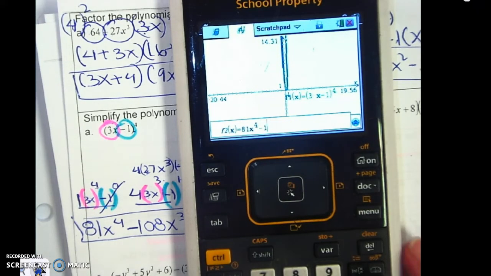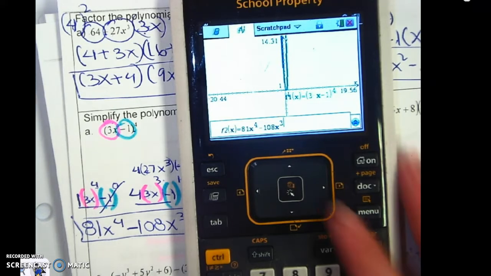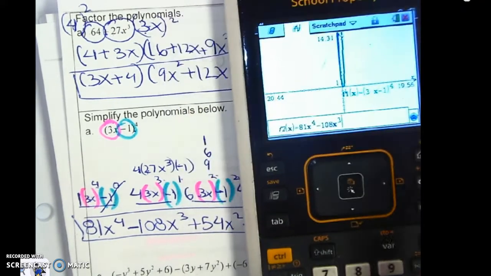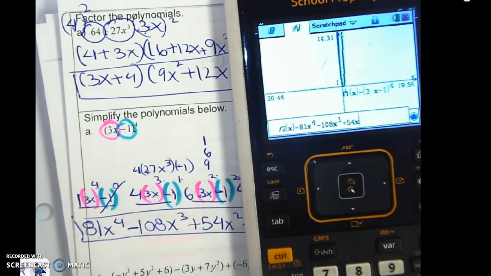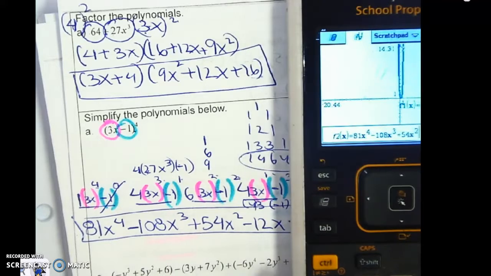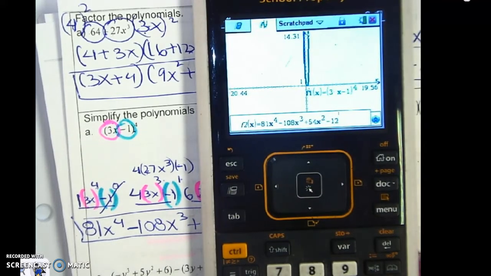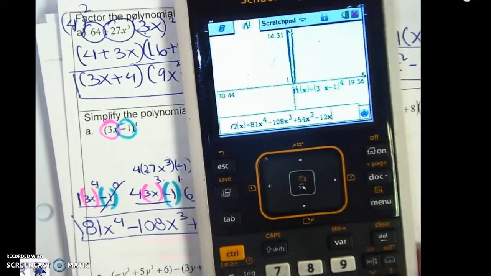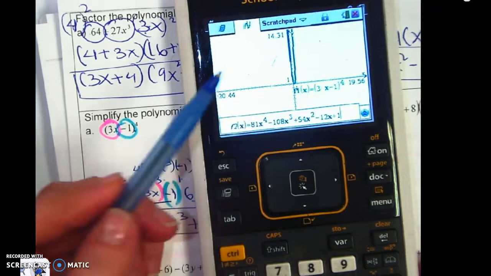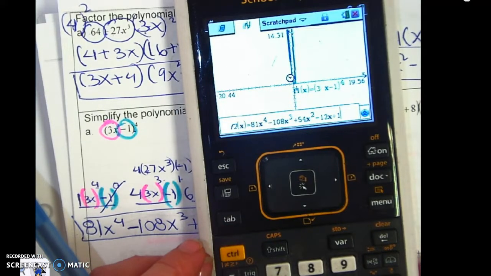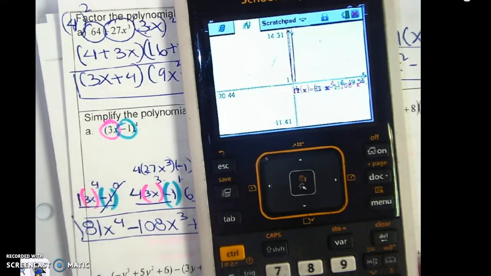Okay, minus 108. This is what I'm going to do on my test, my answer key, because I need to make sure that I don't make any silly mistakes. Otherwise, I'm going to mess up all of your tests, and I don't want to do that. Minus 12x, and then plus 1. And now when I graph this, that red's got to be right on top of the blue. It's literally right on top, so I know that I'm good to go.